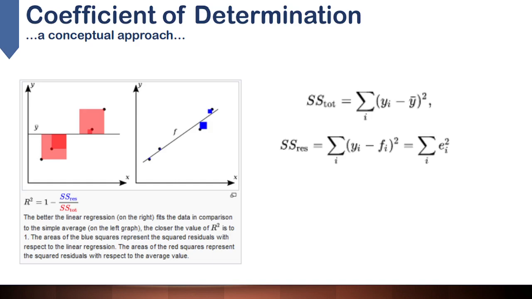Okay, so the coefficient of determination is just the R squared, which has a different formula. If you take the value of your coefficient, it will be 1 minus the sum of the squares of the residuals over the sum of the squares of the total.